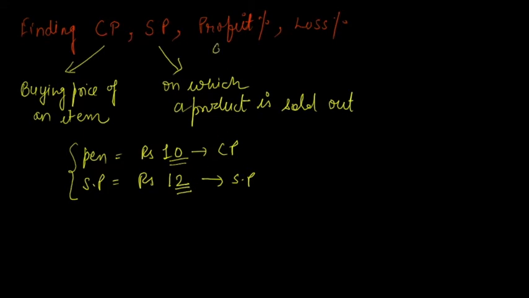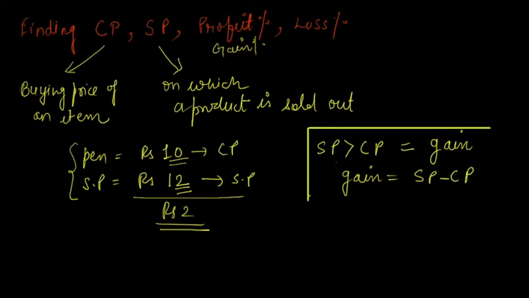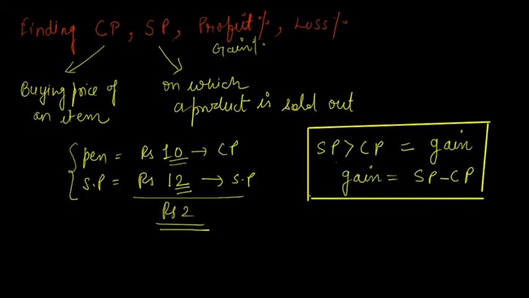There is a profit, or we use gain also for it, right? There is a gain. Why is there a gain? Because if you see, selling price is greater than CP, right? So there is a gain of rupees 2 because the item which I bought for 10 rupees, I am selling it for 12 rupees. So there is a profit of 2 rupees. So whenever the selling price is greater than CP, we say that it is a gain. And how do we calculate that gain? That gain will be SP minus CP. So this is going to be the first formula which you all have to remember, that if SP is greater than CP, then it is going to be a gain.